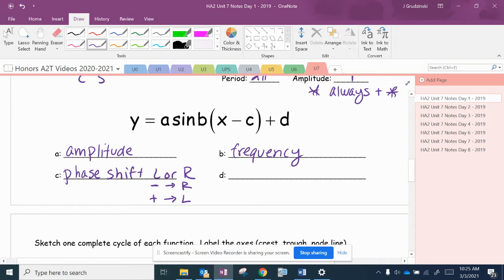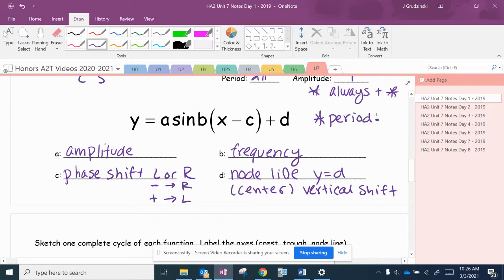And then D is where the node line is, or the center. And the node line is always the equation y equals d. We can also think of this as the vertical shift. And then an important thing to know is to find the period. You take 2 pi and divide it by b, because it's just 2 pi divided by how many times it repeats in 2 pi.